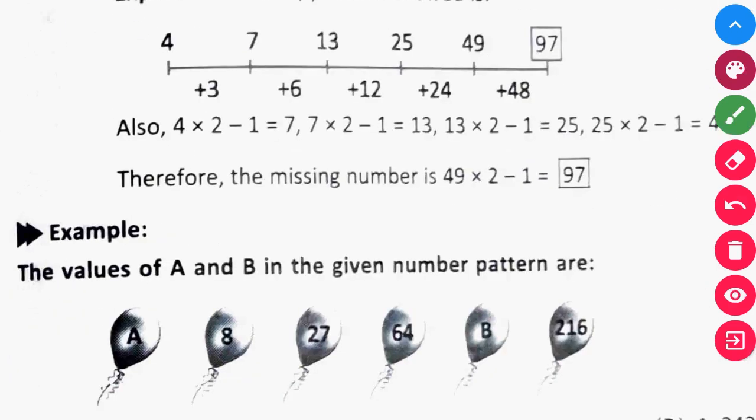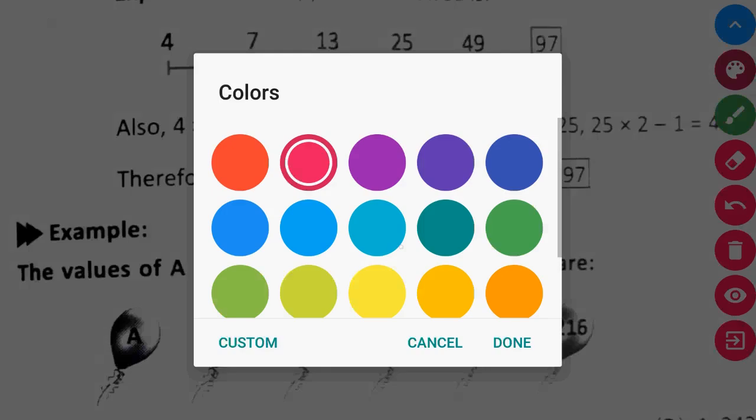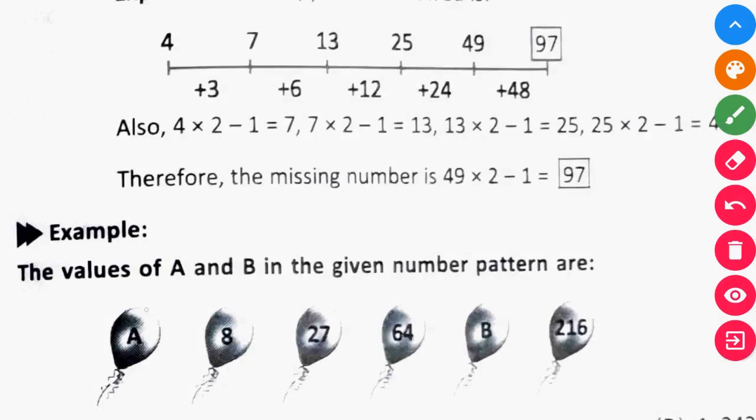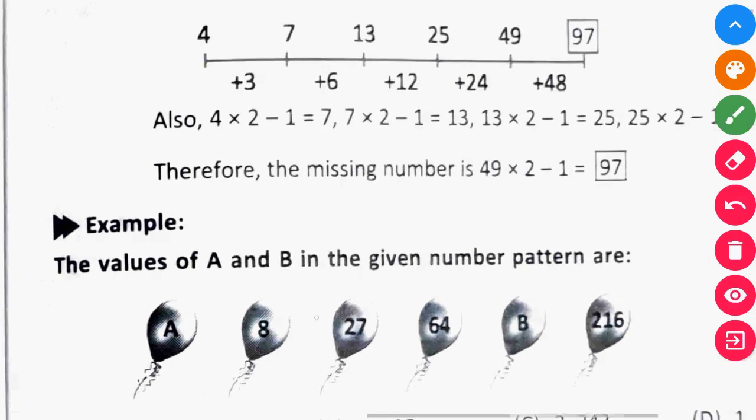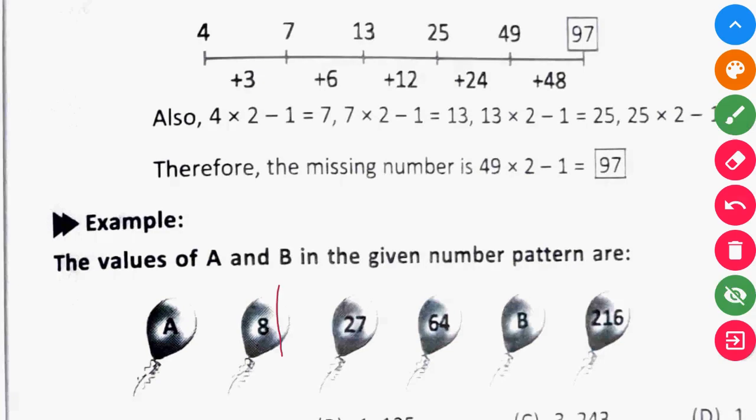Now the next question is based on number pattern again, where some balloons are arranged and some numbers are specified on those balloons. The first balloon A, the number is missing. The second balloon has 8, then 27, 64. We have to identify which number will come in place of A and B. If you look at the numbers, 8 is the cube of 2, 27 is the cube of 3, 64 is the cube of 4.